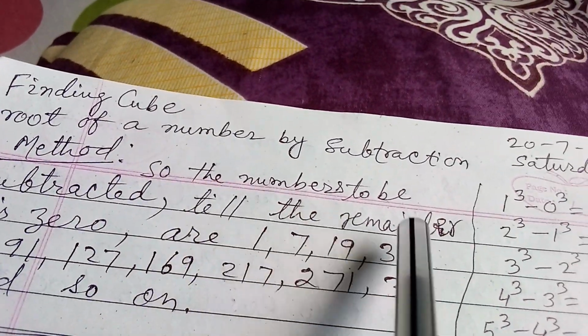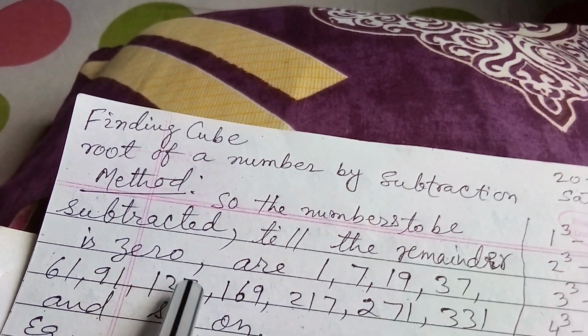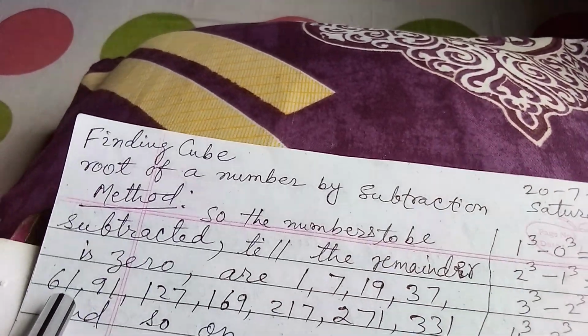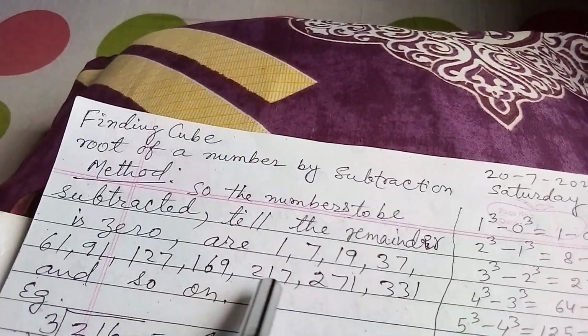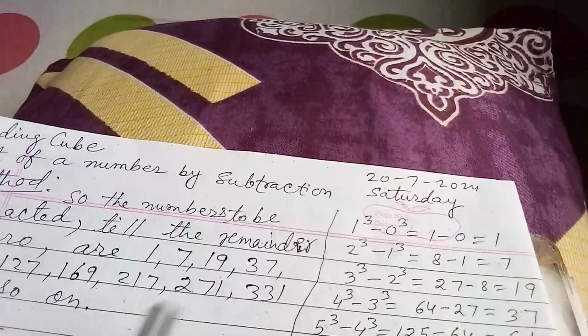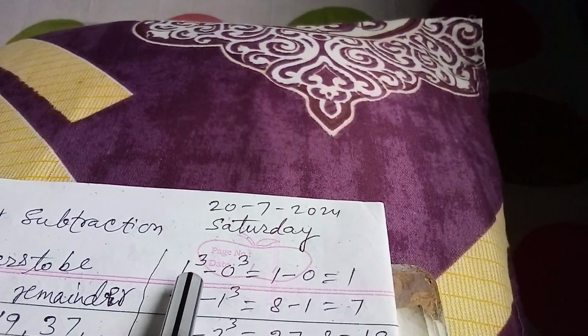For that, what numbers do we have to subtract? The numbers to be subtracted till the remainder is 0 are 1, 7, 19, 37, 61, 91, 127, 169, 217, 271, 331, and so on. Then how do we get these numbers? For this, we are using this formula.